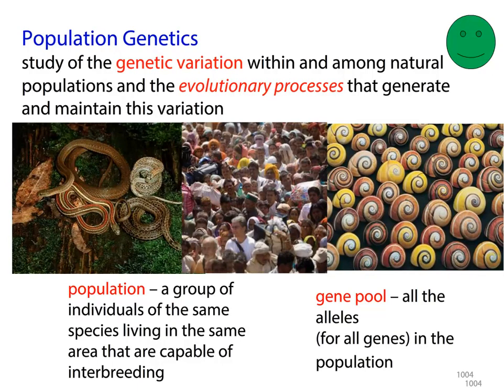Population genetics is the study of genetic variation within and among natural populations and the evolutionary processes that generate and maintain that variation. It's really important to define a population as a group of individuals of the same species living in the same area that are capable of potentially interbreeding. And a gene pool is basically all of the alleles for all the genes in a population.